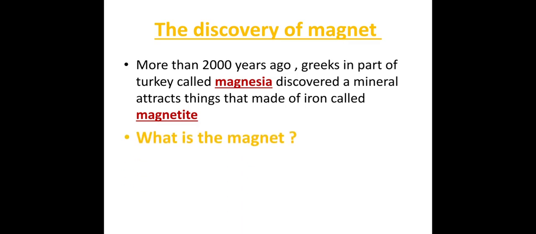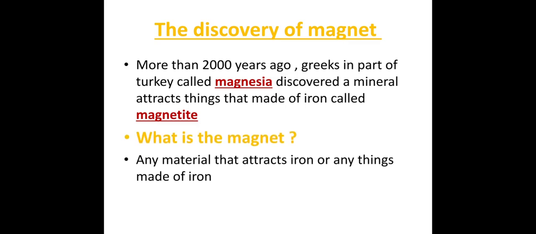What is a magnet, or what is the meaning of magnet? A magnet is any material that attracts iron or anything made of iron. As we all know, when I buy a magnet and put it near any iron or any material made of iron, it will pick it up. So the magnet is any material that attracts iron or anything made of iron.